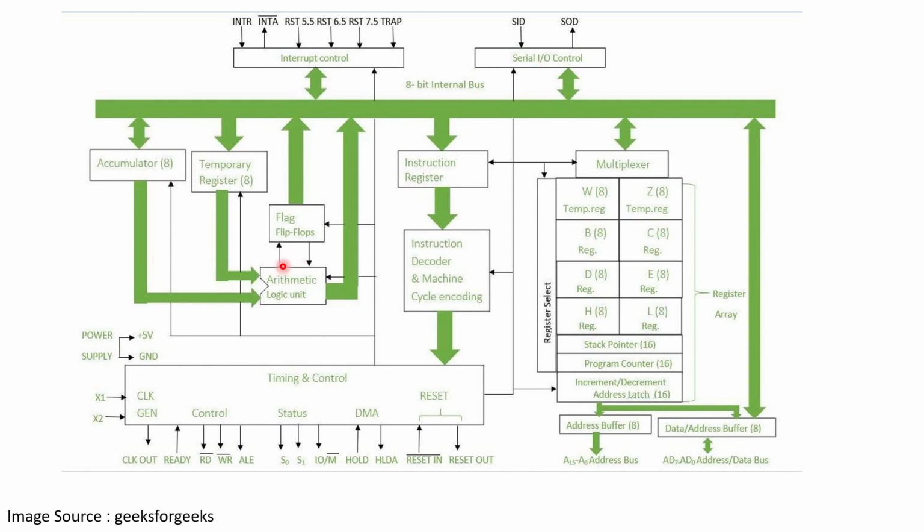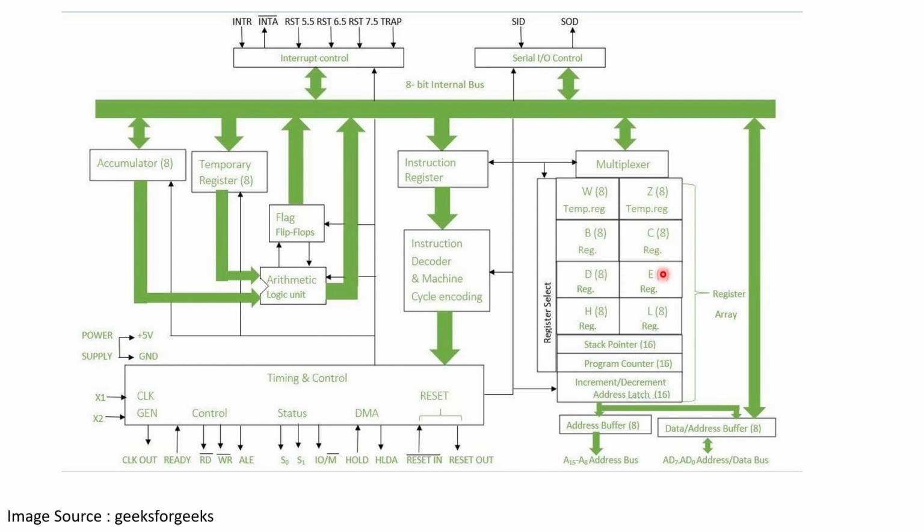Let's see, it is connected to the ALU and the internal data bus. It is the heart of the microprocessor because all the arithmetic operations happen here. The accumulator's 8-bit pins will always be connected with the ALU. Then we have the general purpose registers here. There are 6 general purpose registers. These 6 registers can hold 8-bit values. All of them can hold 8-bit values.